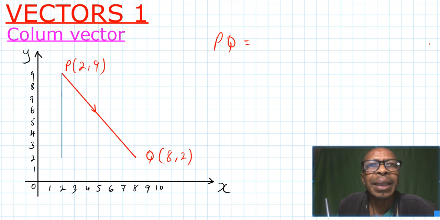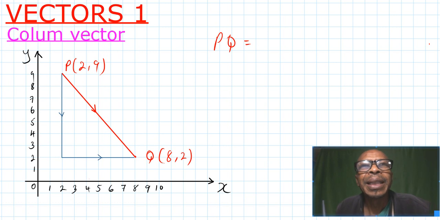That's the component, and this is the component of y. So that is the direction of our component. We can get the units here. So for x, it is 1, 2, 3, 4, 5, 6. So it is 6, which is the same as 8 in Q minus 2. And then we take 2 minus 9.